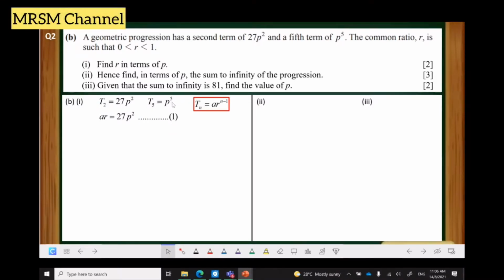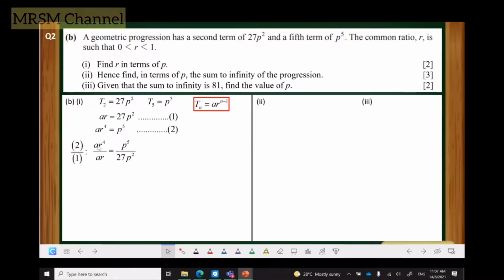So from T5 is equal to P to the power of 5, kita akan dapat AR to the power of 4 is equal to P to the power of 5. This is equation 2. Okay, kita nak cari R. Nak buat simultaneous equation. For geometric progression, because this is a multiplication, so teacher akan buat 2 divide by 1. Okay, kita boleh divide. Right, when we divide, equation 2 divide equation 1, so kita akan dapat AR to the power of 4 over AR is equal to P to the power of 5 divide by 27p square. So this A and this A kita boleh cancel out.